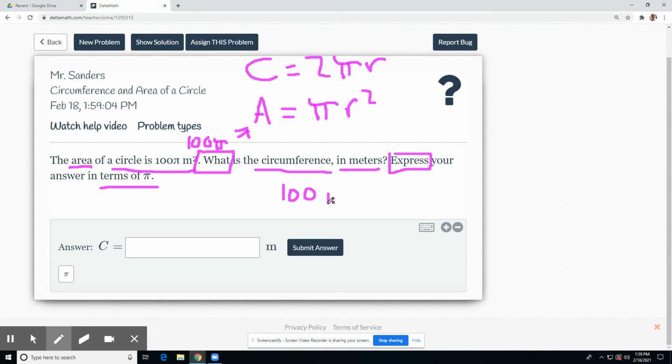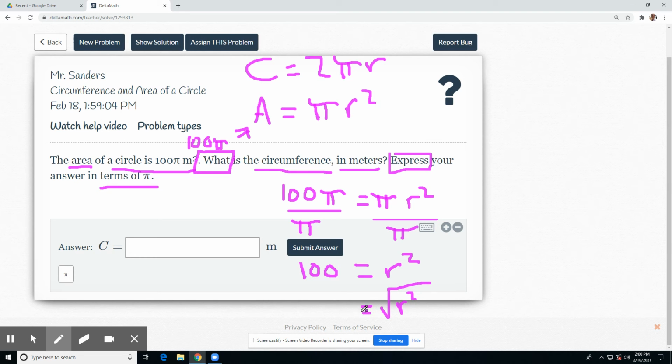So 100 pi is equal to pi r squared. And to get r by itself, we divide by pi. Divide by pi. So now I get 100, the pi is canceled, equals r squared. What's the opposite of square? Square root. Do you remember what Mr. Sanders always says when you undo a square? You have to have the plus or minus. We're talking about a radius, or a distance, which is always positive. Now we drop it. So what's the square root of 100? r is equal to 10.